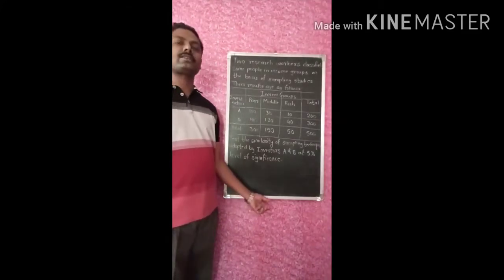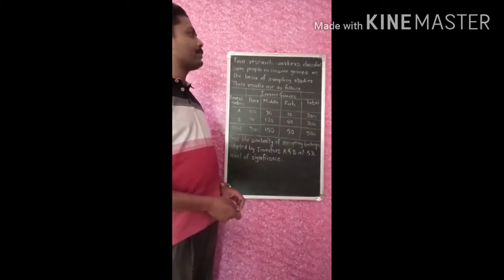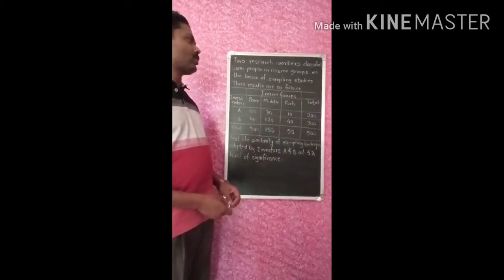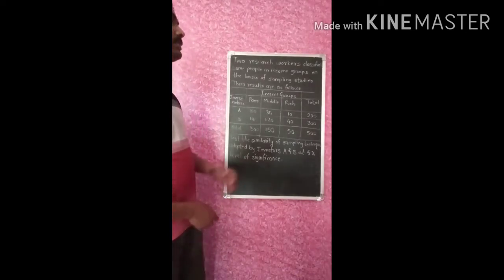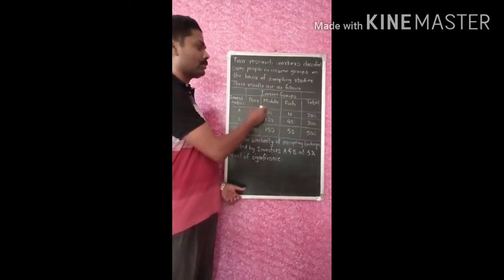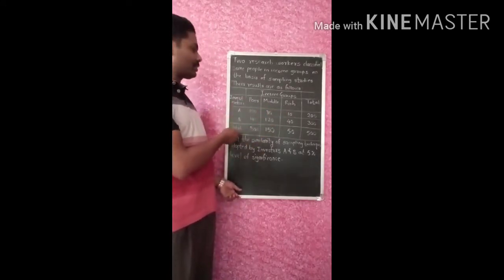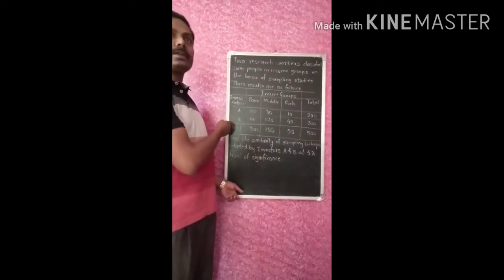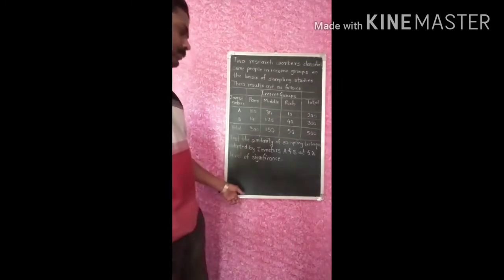Next example on chi-square test. Two research workers classified some people in income groups on the basis of sampling studies. Their results are as follows. These are the income groups: poor, middle, rich. These are two investigators, A and B, and this is the result of their investigation.